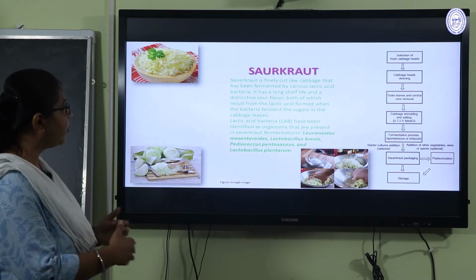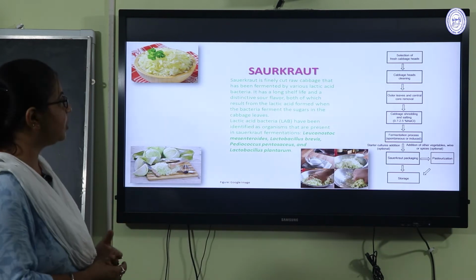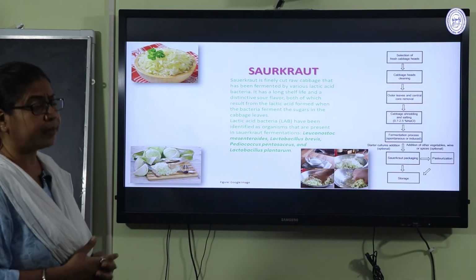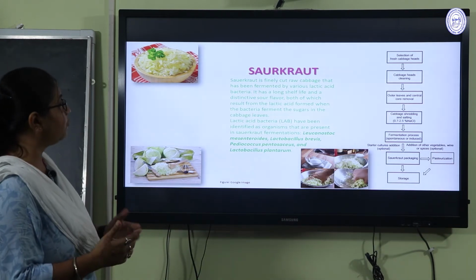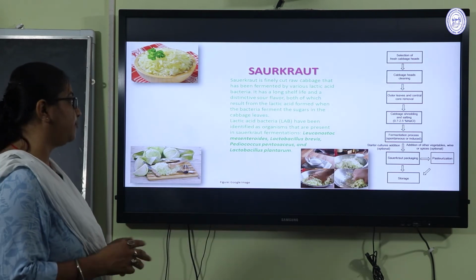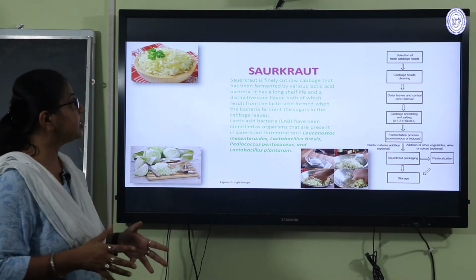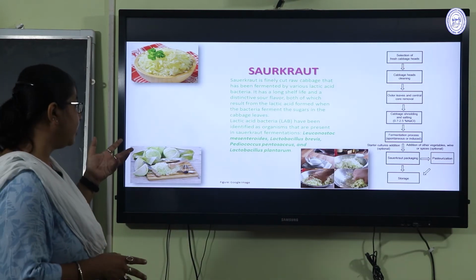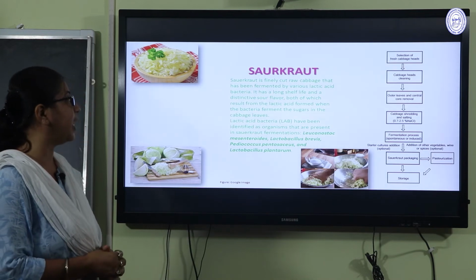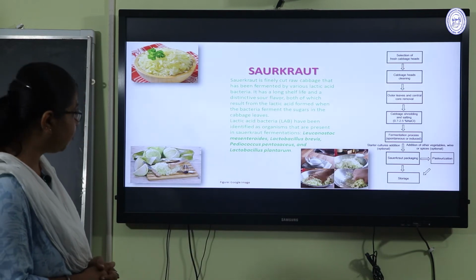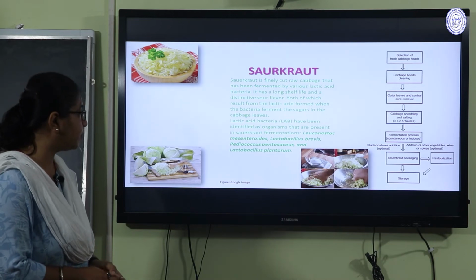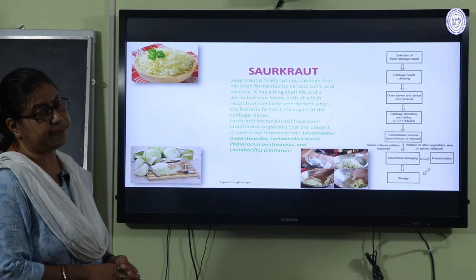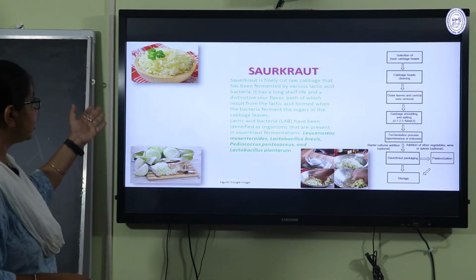So coming to another fermented pickle, which is sauerkraut. It is a very common food of Germany, and sauerkraut is finely cut raw cabbage that has been fermented with various lactic acid bacteria. It has a long shelf life and a distinctive sour flavor, and the bacteria involved in fermenting this type of food product are Leuconostoc mesenteroides, Lactobacillus brevis, Pediococcus pentosaceus, and Lactobacillus plantarum. You are looking at the pictures of shredded cabbage.